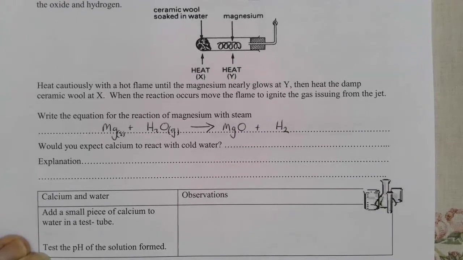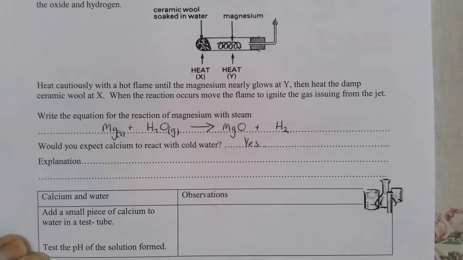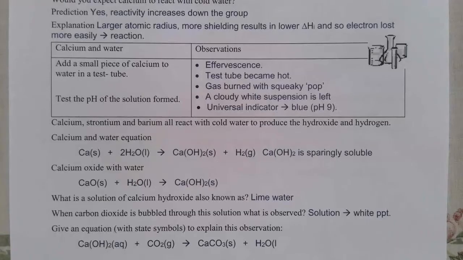Calcium is lower down on the periodic table, so it's more reactive than magnesium, so we'd expect it to be able to react with cold water. The reason for this is that calcium has a lower first ionization energy than magnesium, because it's a larger atom, so it's a faster reaction. But notice here you do get the hydroxide. That hydroxide is sparingly soluble in water.